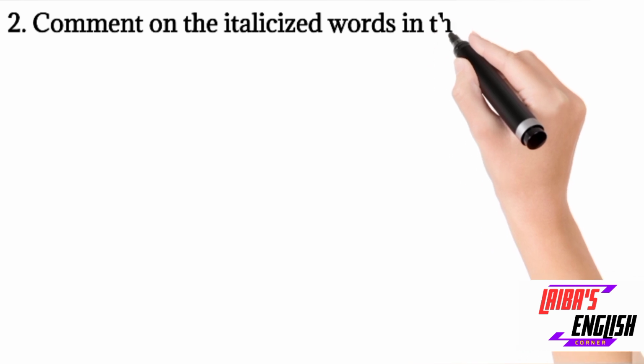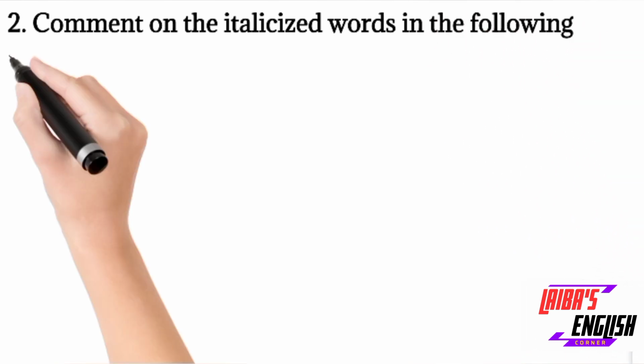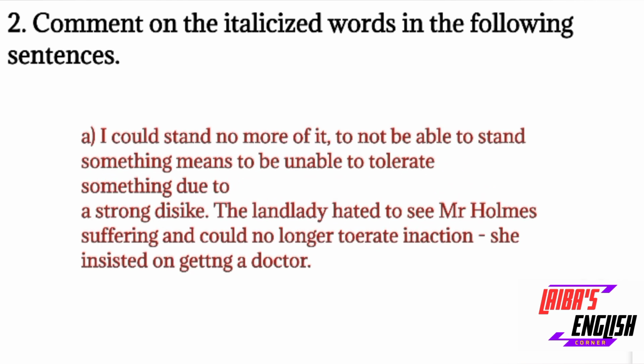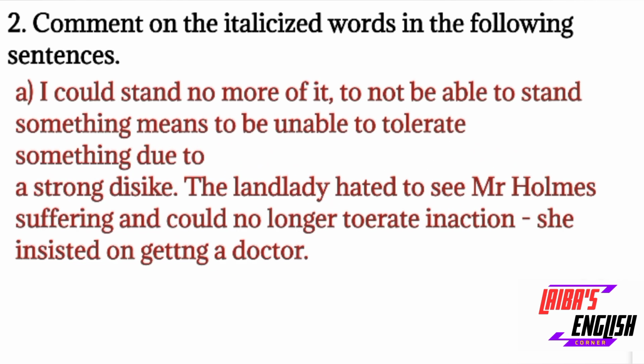Now we are moving toward the second question of the exercise, which is: comment on the italicized words in the following sentences. Now what are the italicized words? The words which are a little slanted in the line. We have to comment on them only. So first is, I could stand no more of it. Here 'could stand no more of it' is written in italicized words, so we have to comment on it.